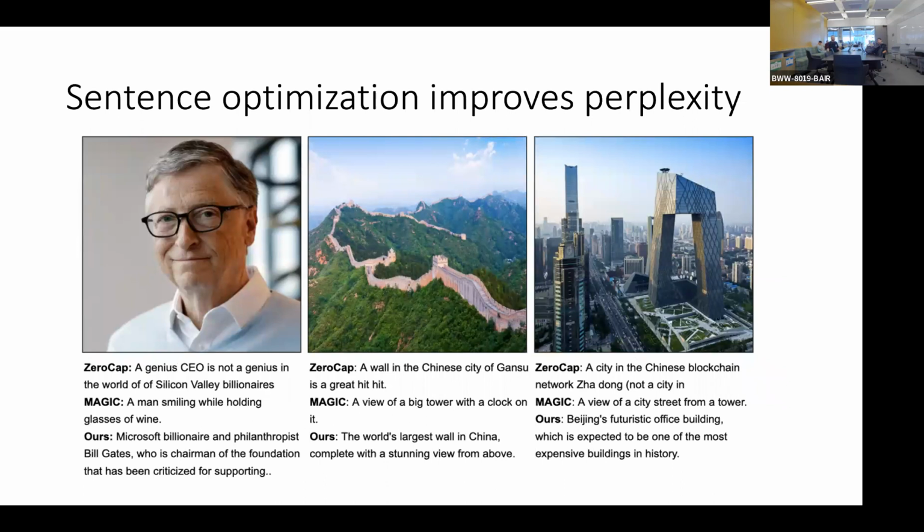So those are all zero-shot approaches, but let's say we have here an image of Bill Gates. In ZeroCap we have "a genius CEO is not a genius in the world of Silicon Valley billionaires," which I'm not sure about, because again, the token optimization could sometimes create sentences that correspond to the image, but are not very coherent. Magic, which was fine-tuned on image captions, loses the entire ability to describe Bill Gates. So we have just a man smiling while holding a glass of wine. Again, this is an approach that fine-tuned only the language model on captions, and you can see that it's no longer able to describe Bill Gates.